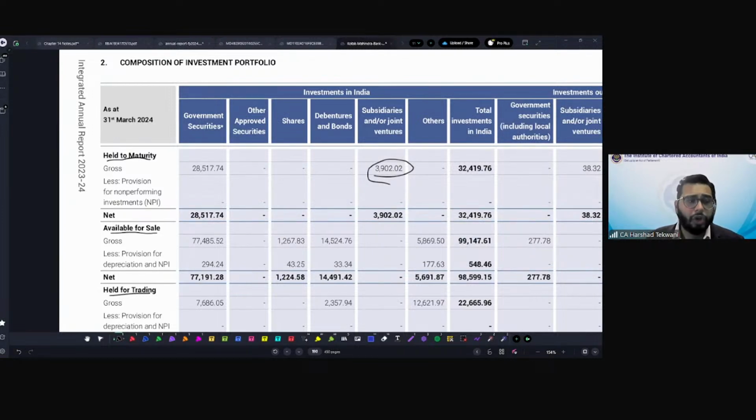Then the provisions on non-performing investments. Yes, there is a provision required for the non-performing investments. Then whether these provisions have been made or not on these investments. Non-performing assets is something different; non-performing investment is something different. So whether any provision has been made on these non-performing investments, and what was the requirement of provision on these investments, accordingly you need to verify and perform the audit procedures.